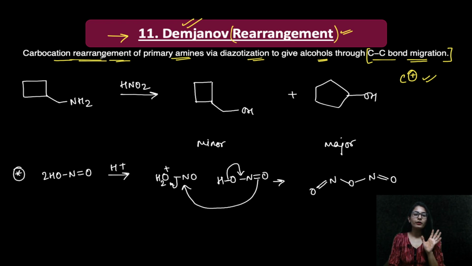So first of all, we are going to make the carbocation. How are we making the carbocation? Since we are having primary amines, the molecule that we have taken is going to be a primary amine, so that it can be converted into a diazonium compound. Okay, how is that going to happen?